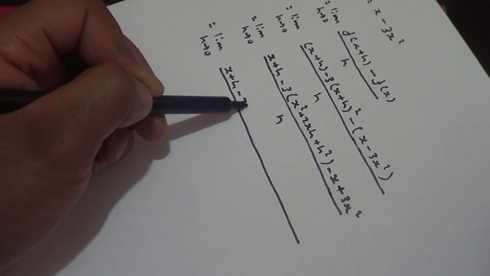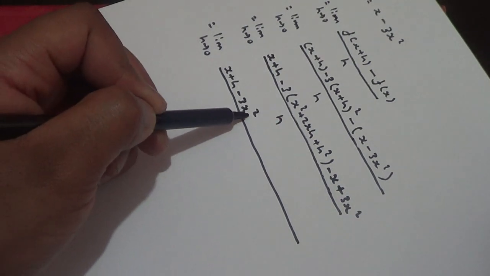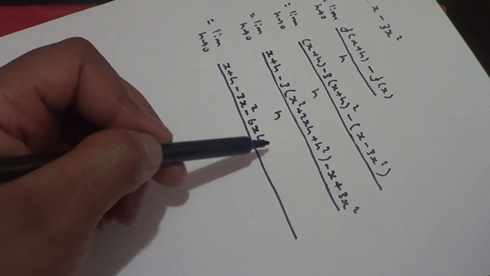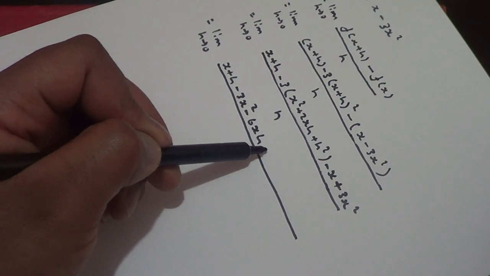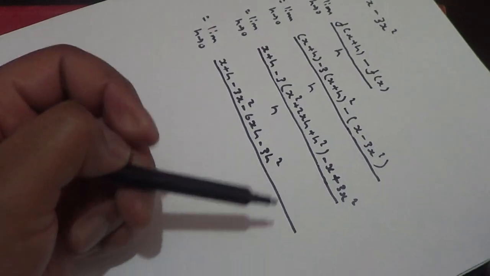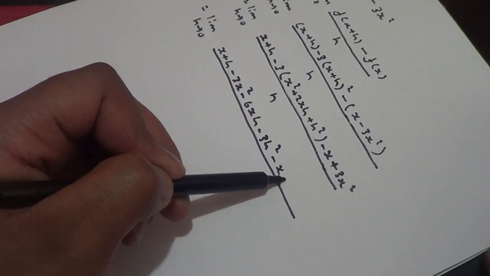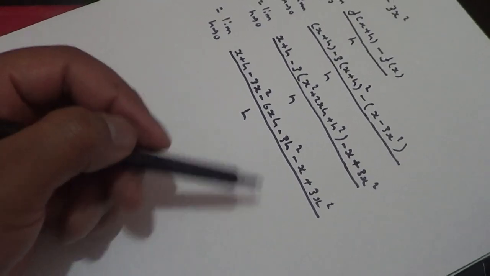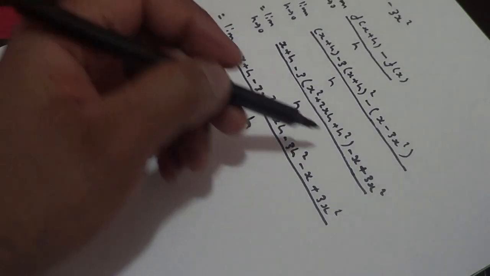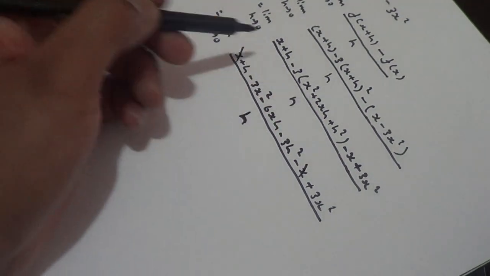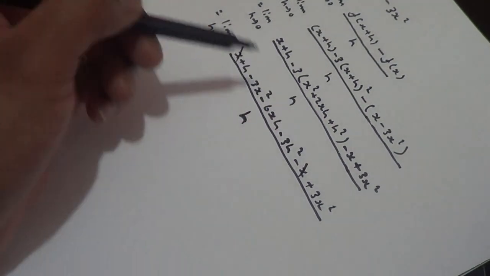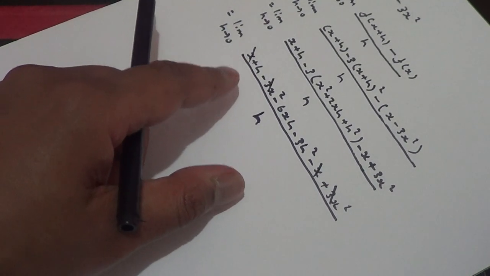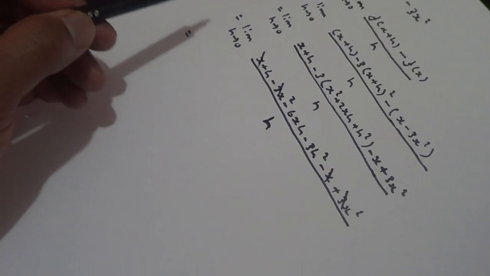This is minus 3x squared minus 6xh over there, minus 3h squared, minus x plus 3x squared, all over h. So already you can see here that this guy and that guy do a number on each other and they go. And that one also does a number on each other and they go. So what have we left?